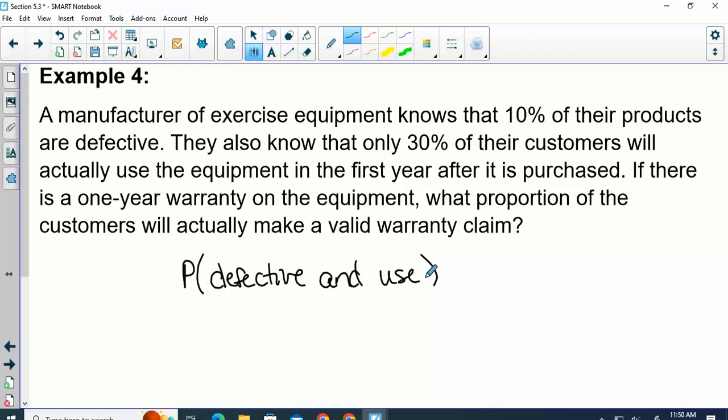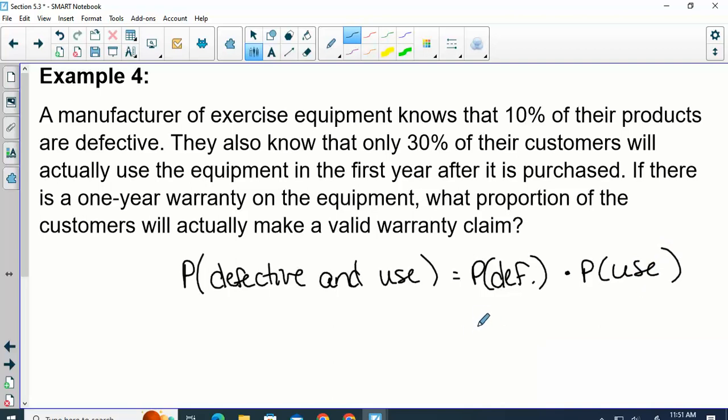So, we have to find the probability that the equipment is defective and they use it. Are these being defective and being used, is that independent or dependent? Independent, because does the customer even know if it's defective when they first open it? So it's not like they're going to know it's defective and therefore not use it. Okay, those are two independent things. So all we have to do is probability that it's defective times the probability they actually use it.